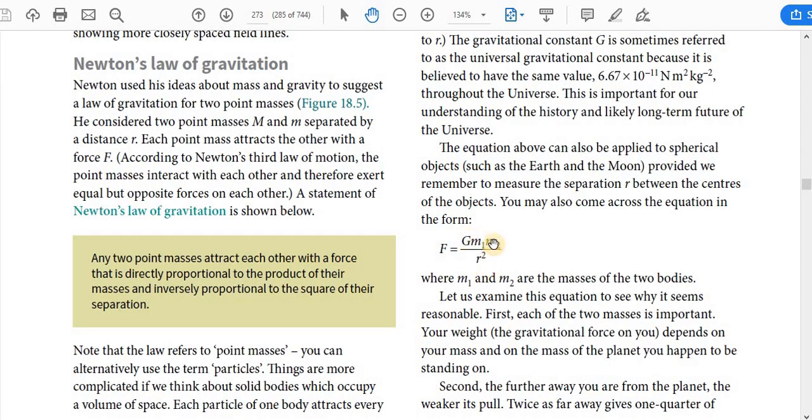So the greater the distance between the masses, the greater will be r and the lesser will be the F. But you can see this is r squared, so that's why we say inversely proportional to the square of their separation, because this is r squared, so we say square. Inversely proportional because it's 1 over that.